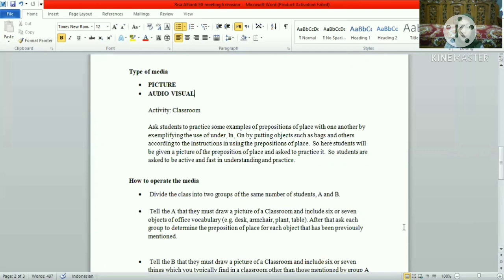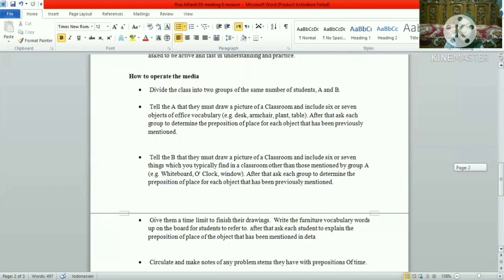With the activity in the classroom, like I explained above, and then how to operate the media. Please listen carefully. The first one is to divide the class into two groups of the same number of students, A and B. Tell A that they must draw a picture of a classroom and include 6 or 7 objects of office vocabulary, for example desk, armchair, plant, table.